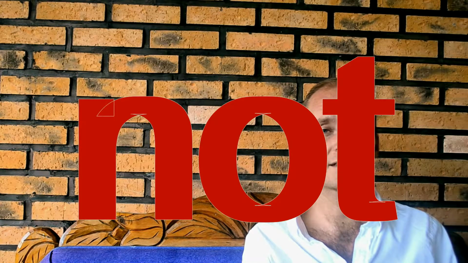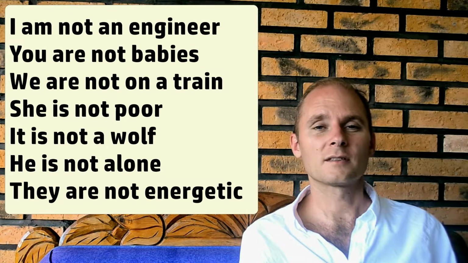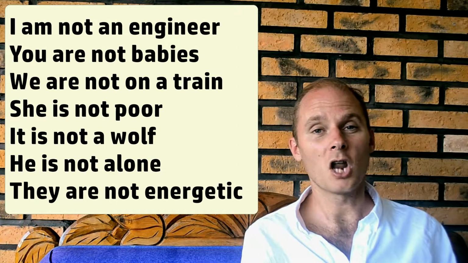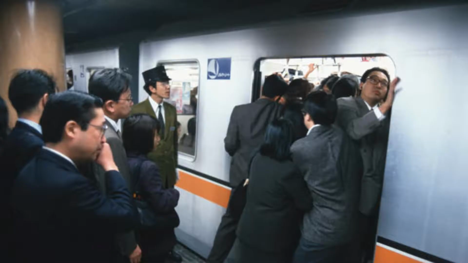Now let's look at the negative. When we use the verb in negative, we just put the word not after the verb. Before I said, I am a teacher. But in negative, I would say, I am not an engineer. You are students in positive becomes you are not babies in negative. We are at school. We are not on the train.